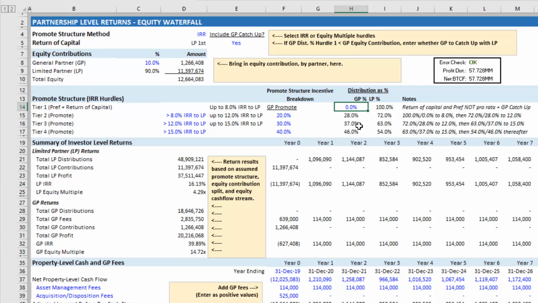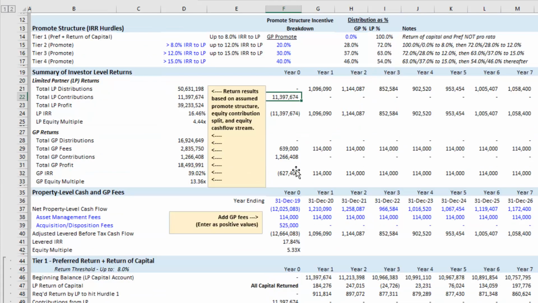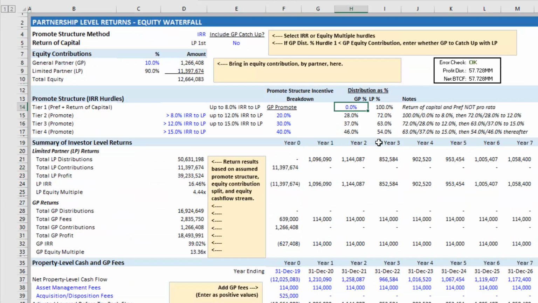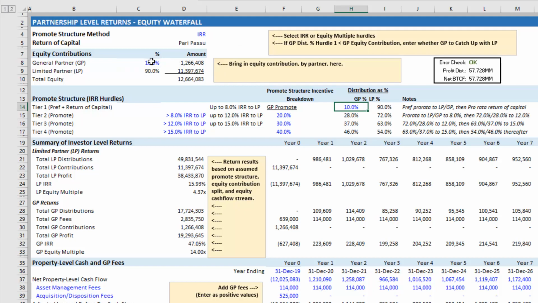And then there's the option that appears here, whether the GP should then catch up to this 8%, right? This preferred return rate. So when it's toggled to yes, the GP catches up. If we toggle this to no, then the GP earns nothing in the first tier or is distributed nothing in the first tier and only receives distributions in the subsequent tiers. But for now, I'm going to leave this as pari passu and pro rata based on equity contribution, or in this case, 10% to the GP, 90% to the LP in that first tier.